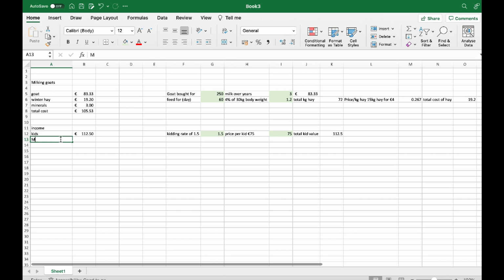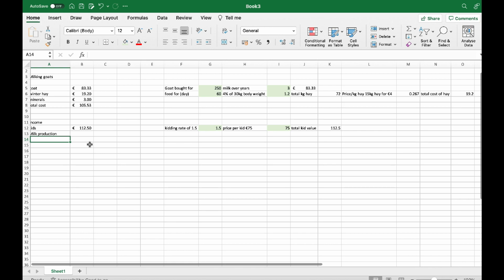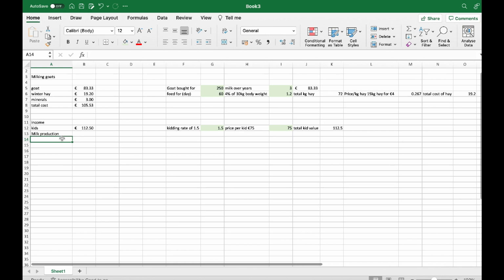Okay, milk production. And this falls into kind of two categories now. And again, you set this up how you want. I find there's two categories here I want to look at. One is kid share, and the other one is non-kid share, so where the kids are taken off and they're fed on a bottle. Because I find a big difference in them.